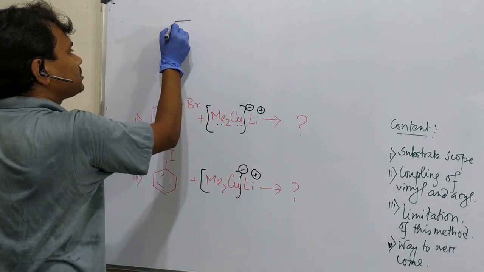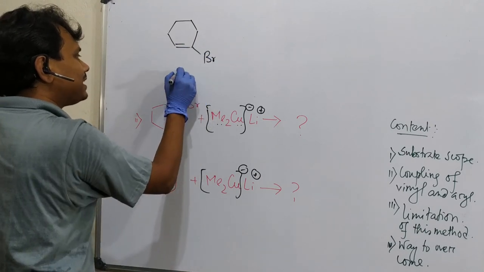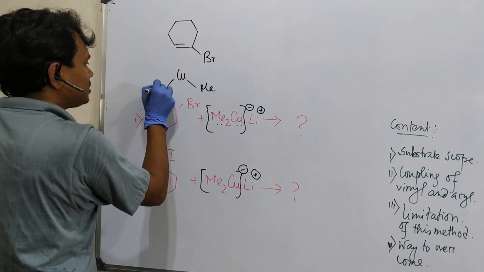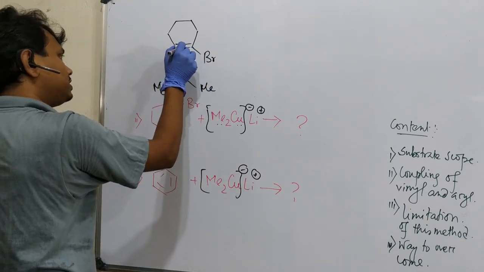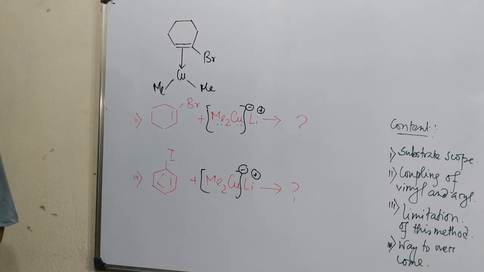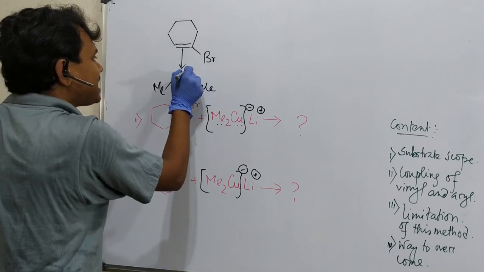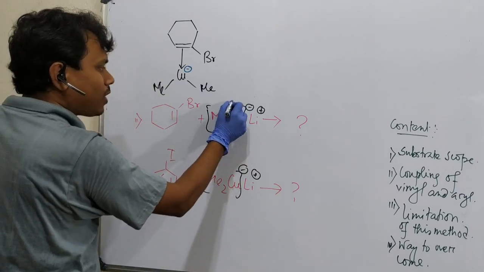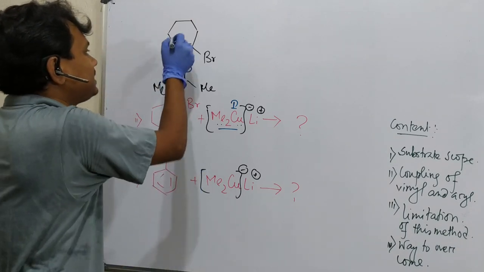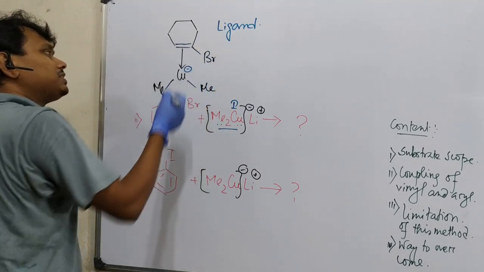Let's draw it. This is that bromide, and this is that copper reagent. This is methyl, this is methyl. It will form a bond, definitely. This will donate an electron pair to the copper center. But the interesting point is that copper is electron rich because it has excess electrons. You can see, copper is in the +1 oxidation state with a negative charge. So will it prefer to take electrons from the ligand? Here, this alkene acts as a ligand. So instead of taking, it can donate also.